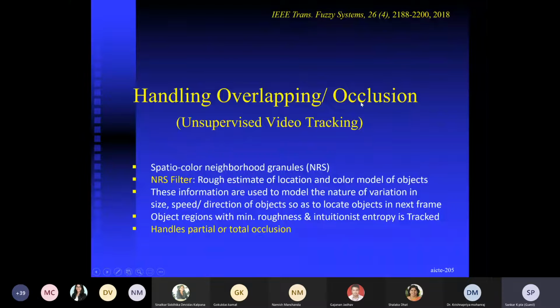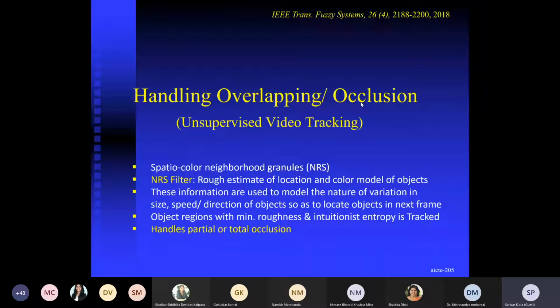In my previous one, I didn't consider the concept of occlusion. This was overlapping, but not complete occlusion. So here I'll use what is called a prediction based method. Previously it was a segmentation based method: I segmented the image and I put a tracker. Then I got a classification method. I formed every image in terms of certain granules, and every granule I classified based on certain features for better performance. Now I'll go by prediction.